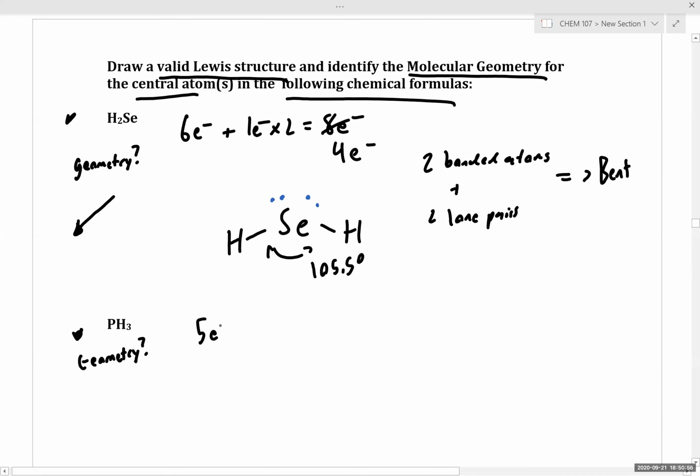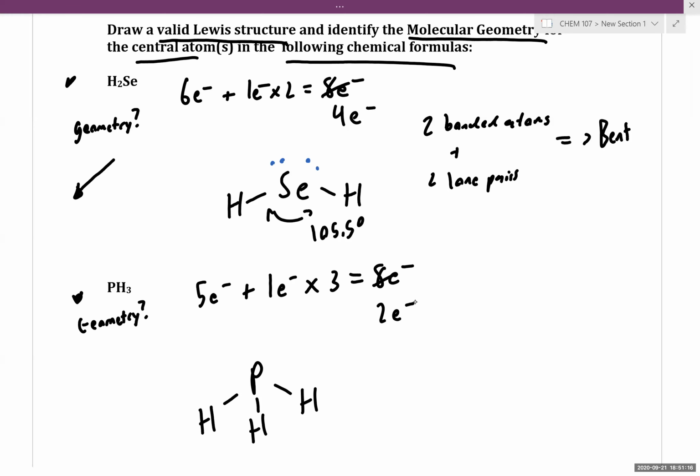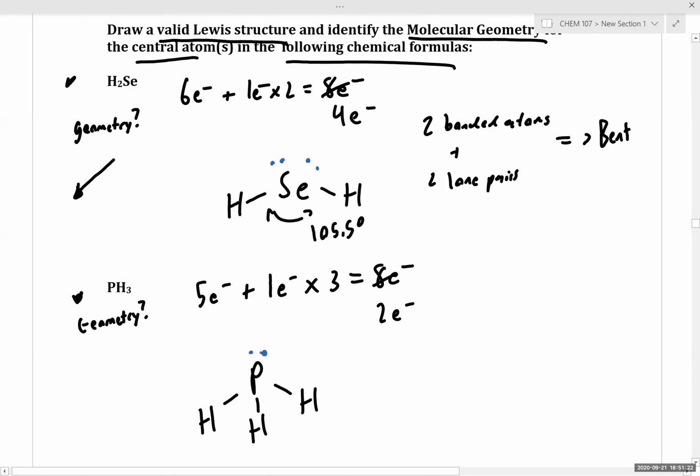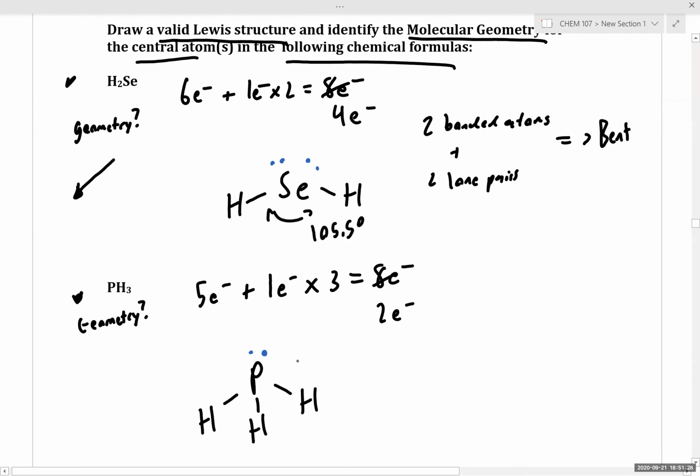So for phosphine, PH3, we have 5 electrons from phosphorus, we have 1 electron from hydrogen, and we have 3 hydrogens. That gives us 8 electrons in total. We place phosphorus in the center, we surround it with our 3 atoms, and then we form 1 bond each. We used up 6 electrons, we have 2 electrons remaining, and our 2 electrons go on our central atom of phosphorus. Now, from that information, we can assign our geometry on phosphorus. So we have 3 bonded atoms, and we have 1 lone pair.